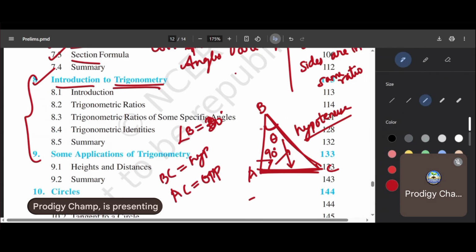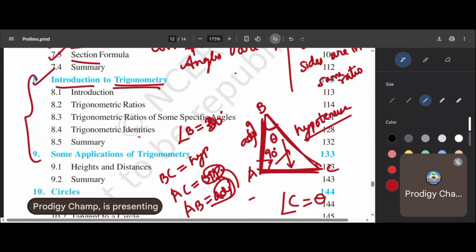Then what is the remaining side? The one which is remaining, which is touching both, is called the adjacent side. Got it? Okay. If I keep angle C as theta, what happens? This AB was first the adjacent side, right? So now AB will become the opposite side and AC will become the adjacent side. So that's it. This is about trigonometry.